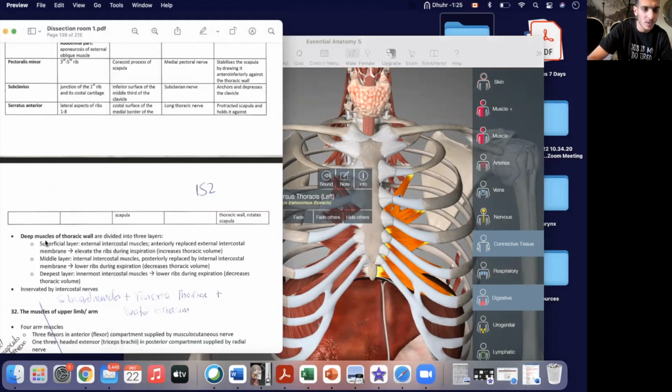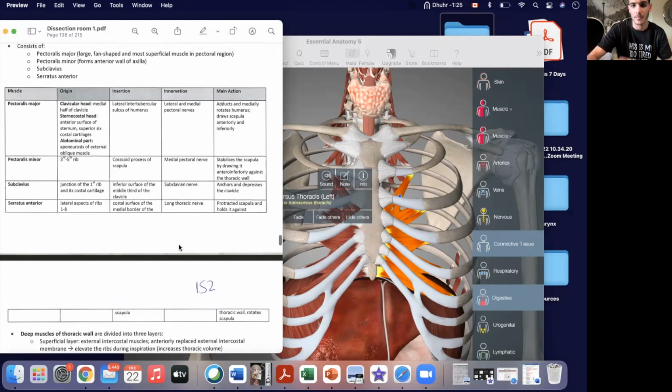The deep muscles, the ones I told you, the 3 layers, are all innervated by the intercostal nerves. You don't need to know anything about those. Just mention them for additional information. So this was the whole basic idea about the thoracic muscles and what you need to mention. I think it'll be sufficient for your answer.